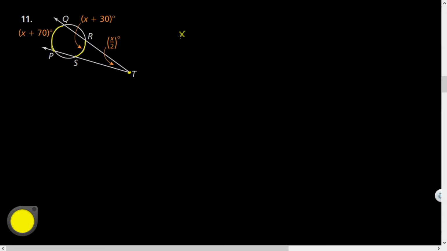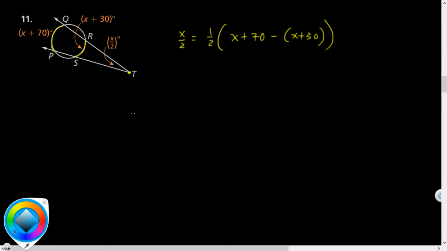So I'm going to have x over 2 is going to equal 1/2 the difference of x plus 70 minus x plus 30, which is all being subtracted. So be careful about distributing that sign there. That minus sign is going to apply to both of those. That's really kind of the biggest trick of this whole problem right here.